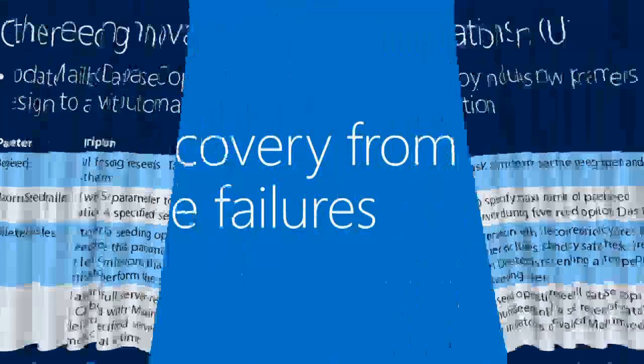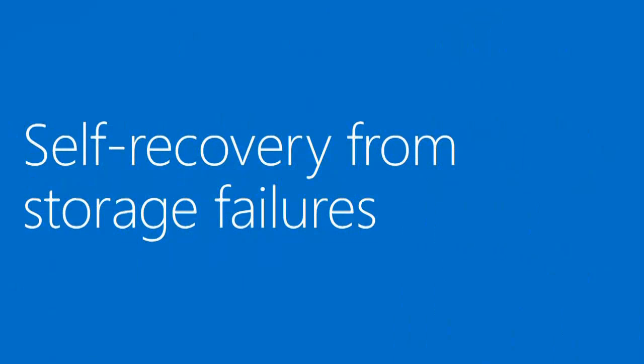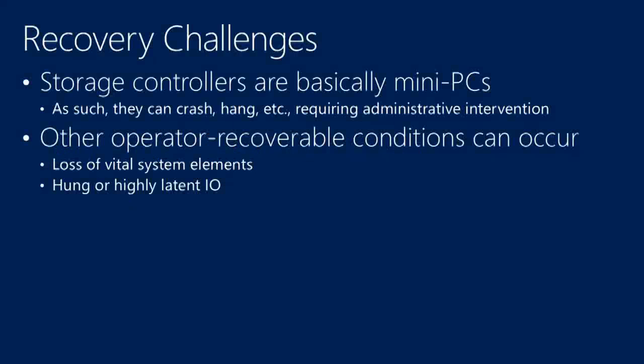All right. Let's talk about self-recovery from storage failures. A lot of this is actually not entirely new to 2013. Some of these are behaviors we had in Exchange 2010 as well. And the challenge that we have here is, even though we're using about the simplest storage you could use for Exchange, we're still dealing with storage controllers, and storage controllers are basically miniature PCs, and they can crash, they can hang, or there could be some other loss of vital system components, or some tragic operator error that puts the system in a bad state that it will need to recover from.